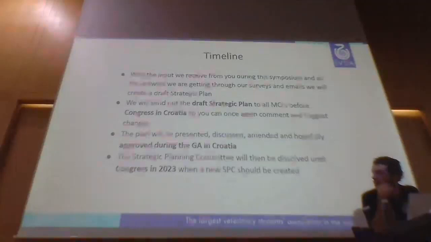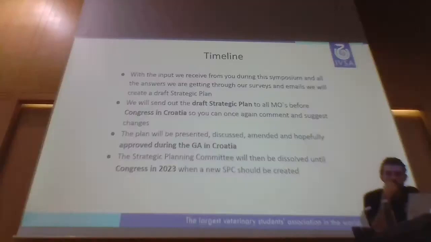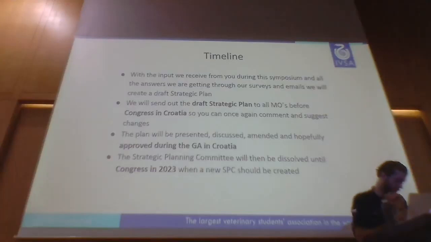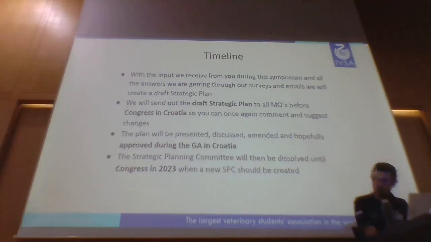And to sum up a little bit, the strategic plan, that's the timeline. The plan of what we want to do in the future. We want to create a draft strategy first, when we get input from you guys and also from all the official people we are working with, and send it to everybody before the Congress in Croatia to get more comments and more inputs on it. And during the GA in Croatia, hopefully it will be approved and amended at the GAs. And then the strategic planning committee will be dissolved until Congress in 2023, when the 5 years will have passed, because it's a 5 year plan, and then a new strategic planning committee will have to be created.